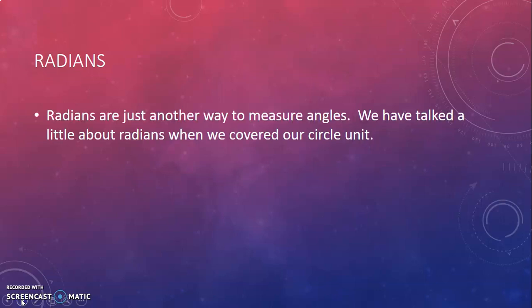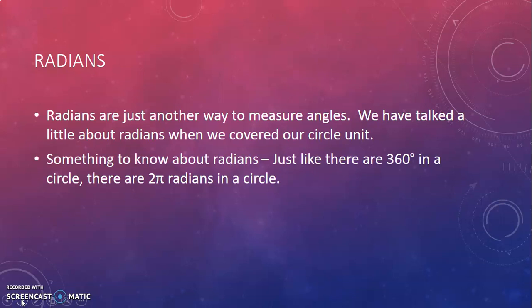So what exactly is a radian? A radian is just another way to measure angles. We've talked a little bit about radians when we covered the circle unit. Just like when you look at a ruler, you can use inches or centimeters, or on your speedometer, sometimes it says miles per hour and sometimes kilometers per hour. Well, up until Integrated Math 3, you usually used degrees to talk about angle measures. But now, and as you move further in your mathematical careers, there's another way that you can measure angles, and that's through radians.